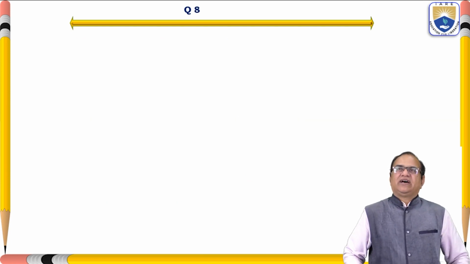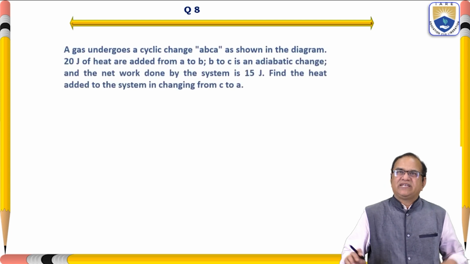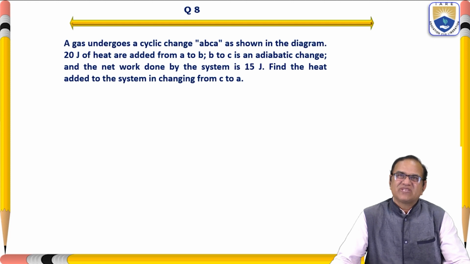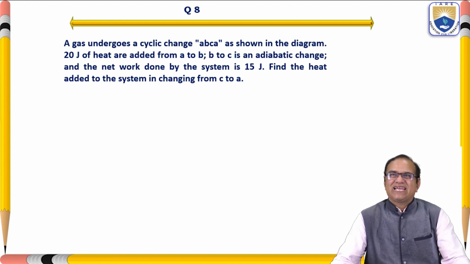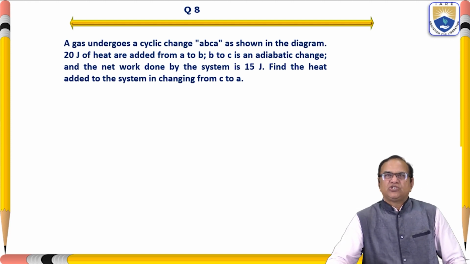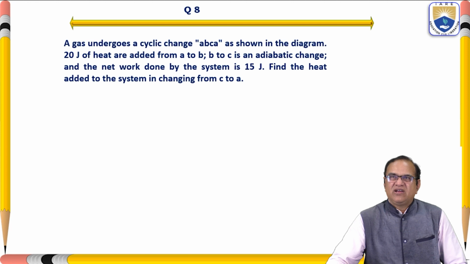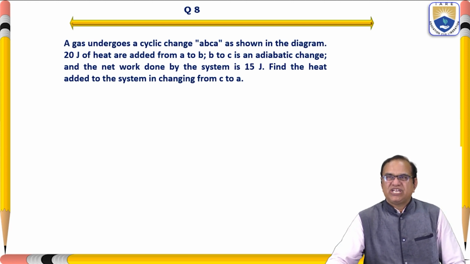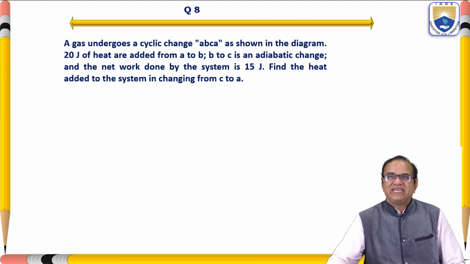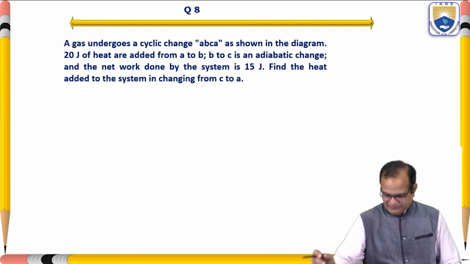Okay, now I will go to question number 8. That is the small problem, as we have discussed earlier. A gas undergoes a cyclic change ABCA as shown in the diagram. 20 joule of heat is added from A to B. B to C is an adiabatic change, and the net work done by the system is 15 joule. Find the heat added to the system in changing from C to A.